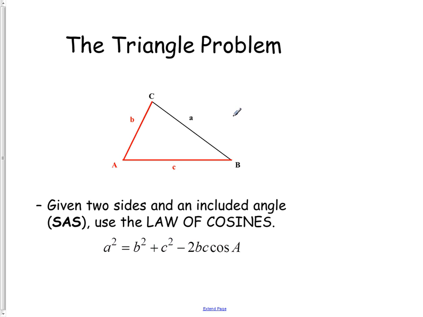Okay, so let's talk about one of the situations in which we can use the law of cosines, or which we need to use the law of cosines, and that is where we're given a side-angle-side situation, such as if we're given sides B and C and angle A.